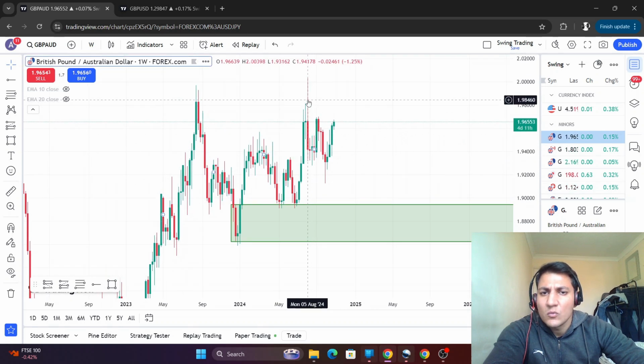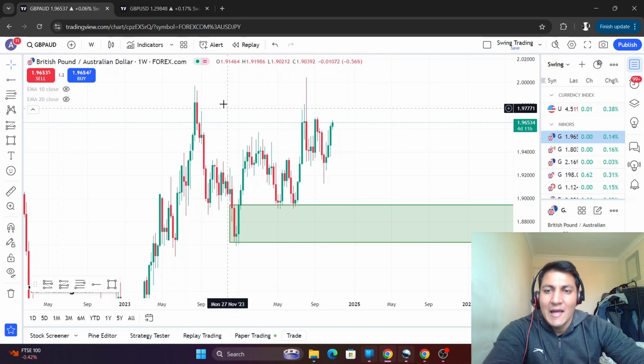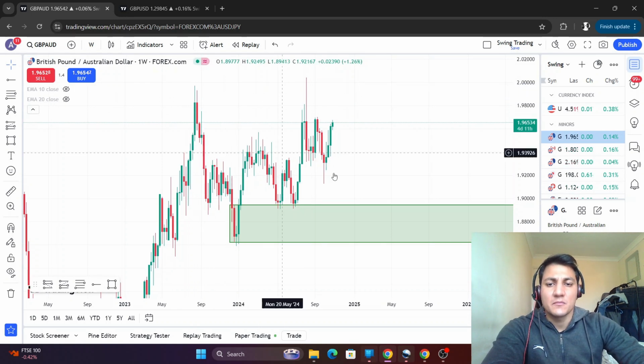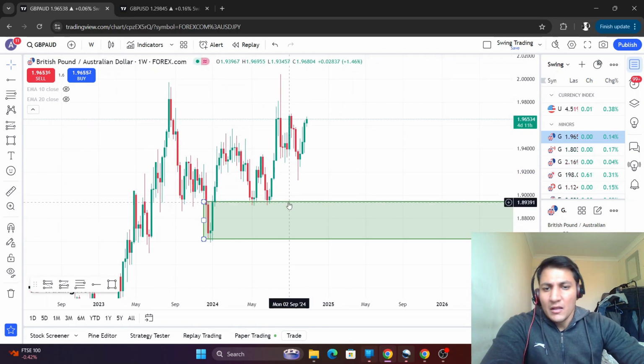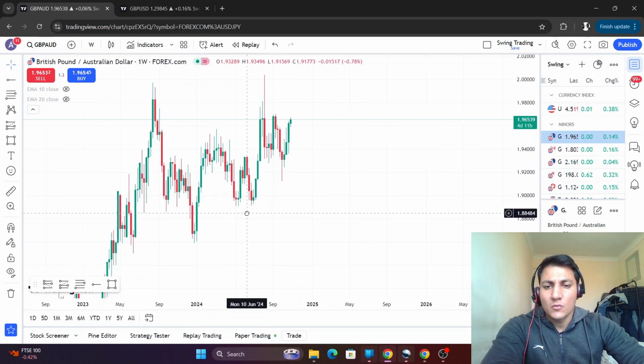Now I don't like this wick here, because this wick was on a news event with the Japanese central bank, which caused this liquidity to be taken out. Ideally this liquidity would have been kept in place, but it wasn't. So it is what it is. You're not always going to get everything you want in price action.